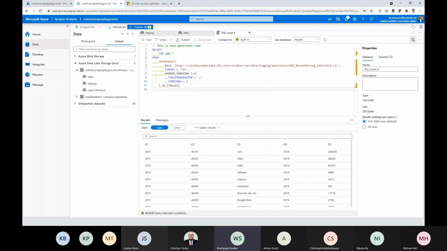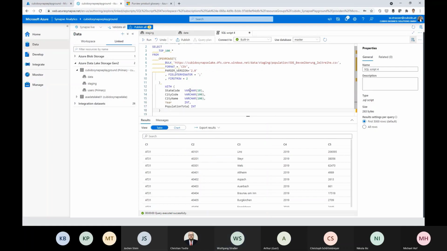What you can also do is add some sort of structure with the WITH clause. For example, we can define column 1, it's the state code, we've got the city code, we've got the city name, and so on, and just run that one. And we get back well-named columns, plus we've changed the data type. So the year is an integer, the population is an integer.